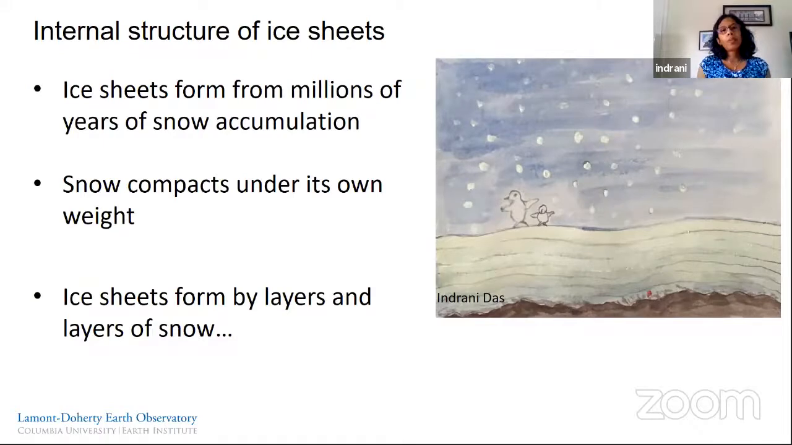Like I said, ice sheets form from millions of years of snow accumulation. In the same way that you compact snow, it happens through these millions of years of accumulation, but the snow compacts under its own weight. So it's not surprising that the ice sheet forms by layers and layers of snow, and you can actually see these layers. I work on radars, where I study the internal layers and internal structure of the ice sheet. So this is exactly how an ice sheet looks from decades, centuries, and millions of years of accumulation.